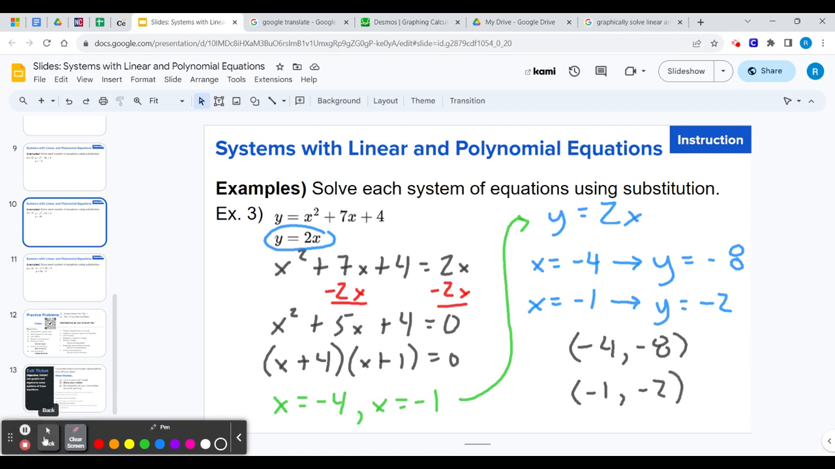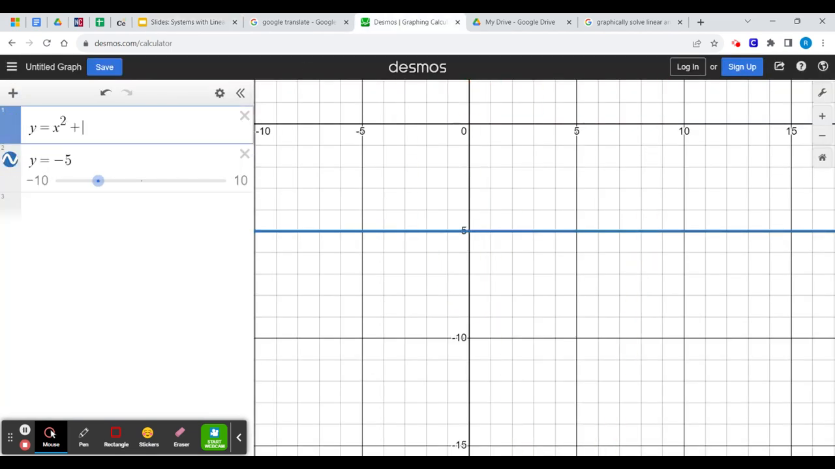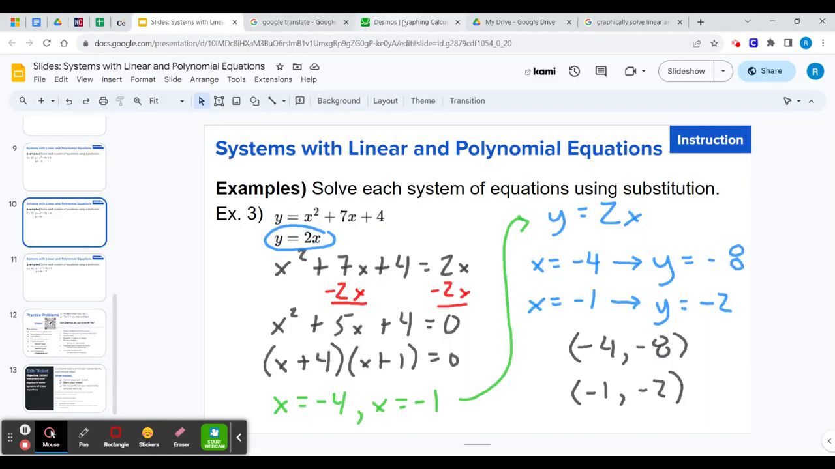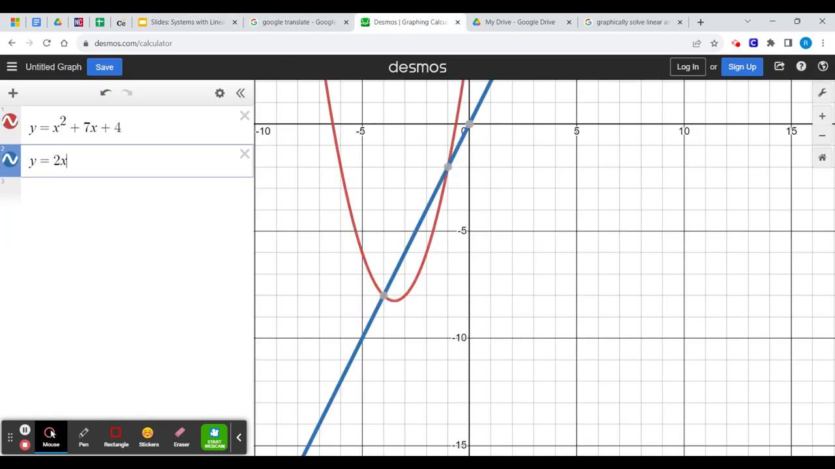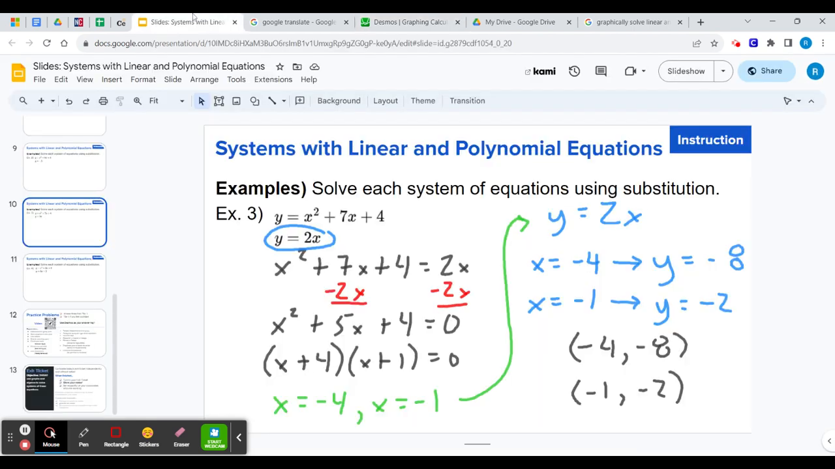And again, let's check that in Desmos, see if we got that right. x squared plus 7x plus 4, and y equals 2x. And we can click on our lines to find the solutions, negative 4 comma negative 8, and negative 1 comma negative 2. And that looks good, that matches. Let's do one more example, and then let's call it a day.